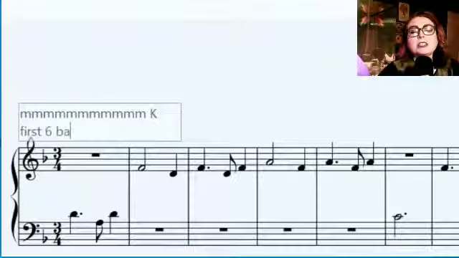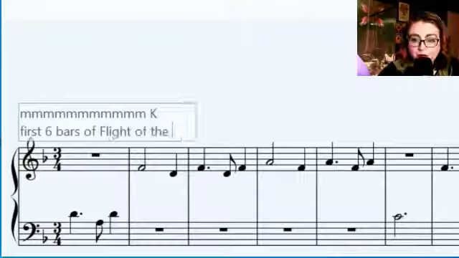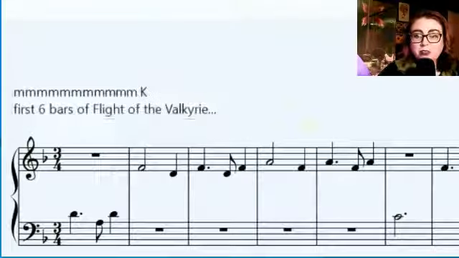Okay. We'll go through the first 6 bars of the Valkyrie.